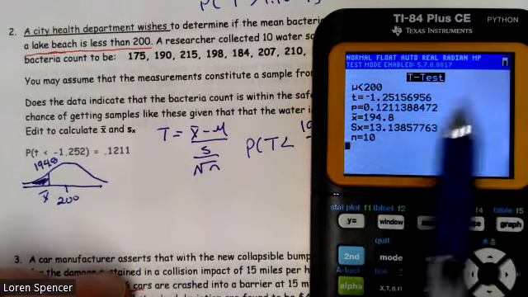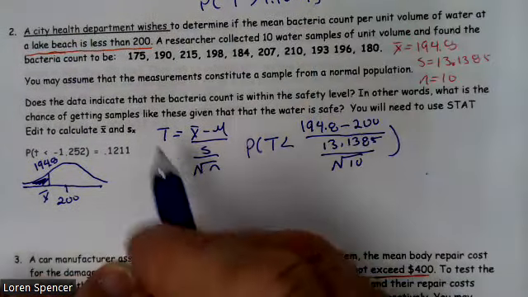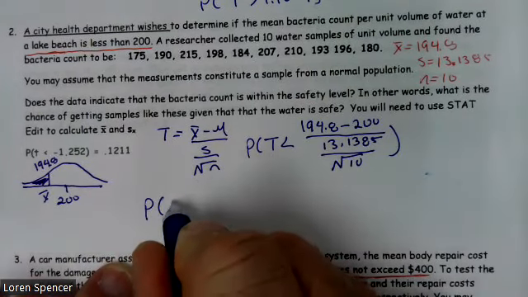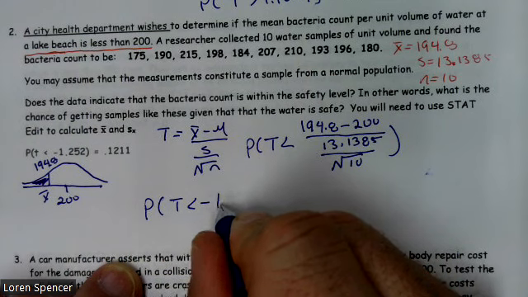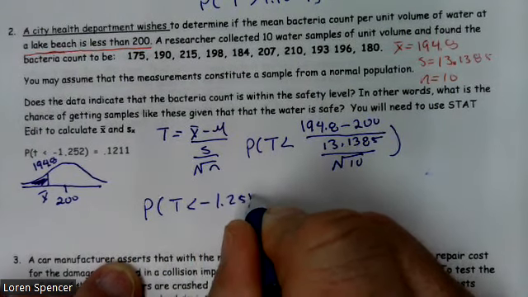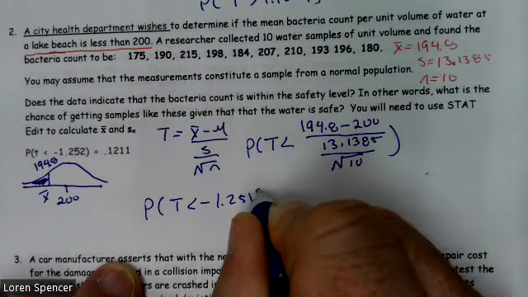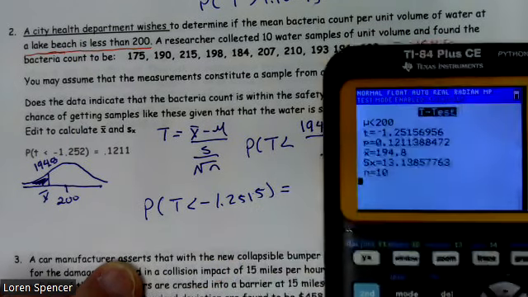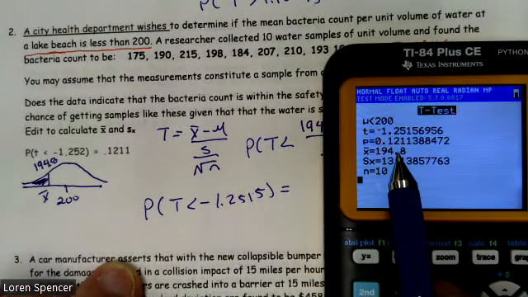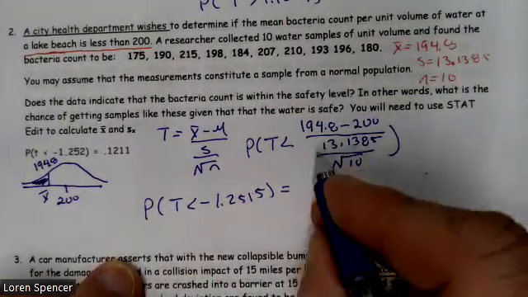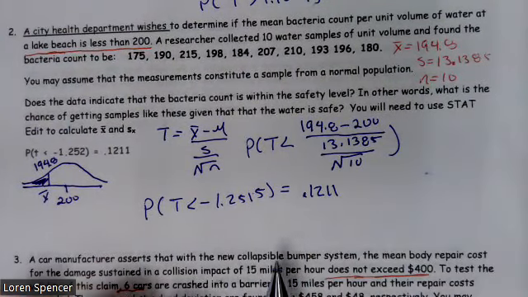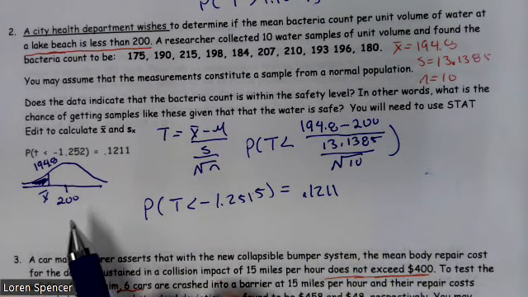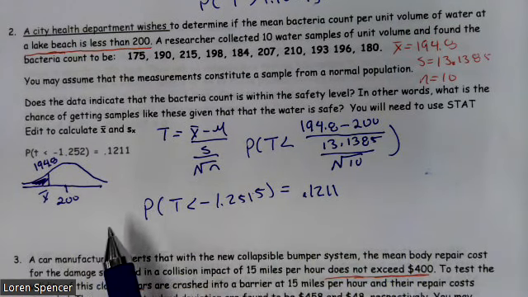So the probability that T is less than negative 1.2515 equals a p-value of about 12%. All right, so there's about a 12% chance that you'd get that if it was 200.